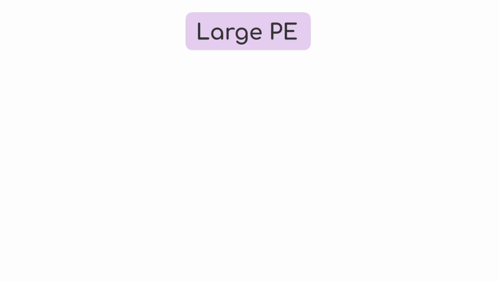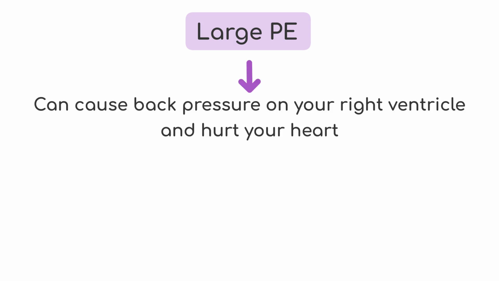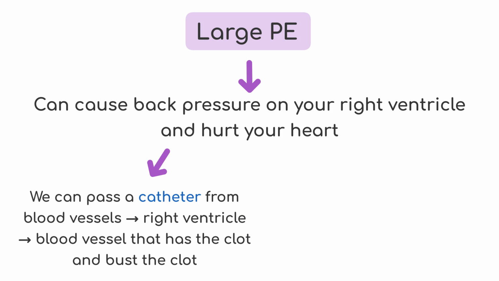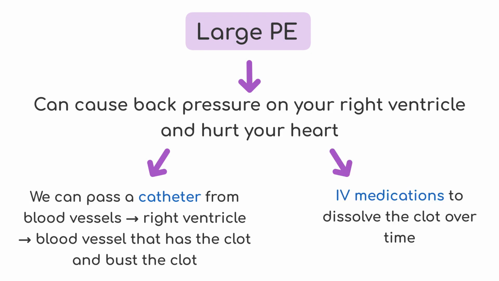If the PE is large, it can cause significant back pressure on your right lower chamber, or the right ventricle, and hurt your heart. This is an urgent situation where we sometimes pass a straw or catheter from the blood vessels into the right ventricle into the blood vessel that has the clot and give medications to bust the clot. In other cases, if it's not very dangerous, we give IV medications to dissolve the clot over time.